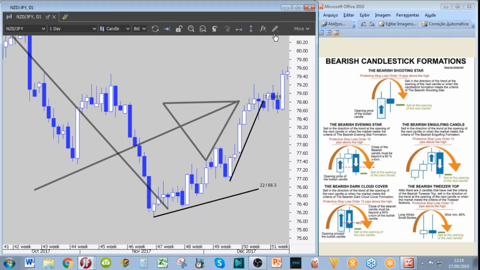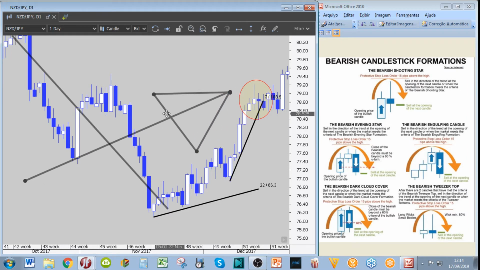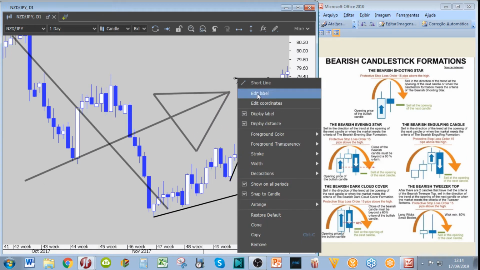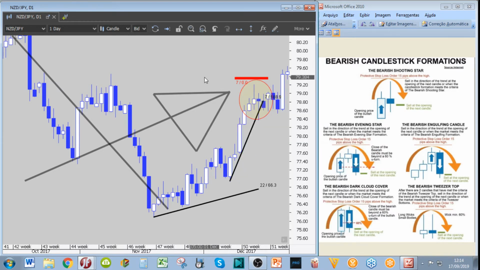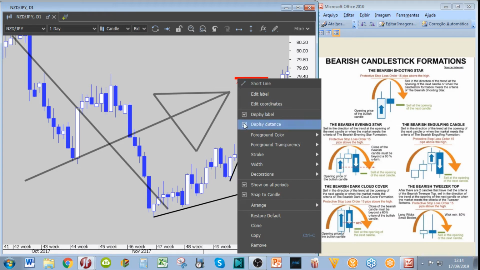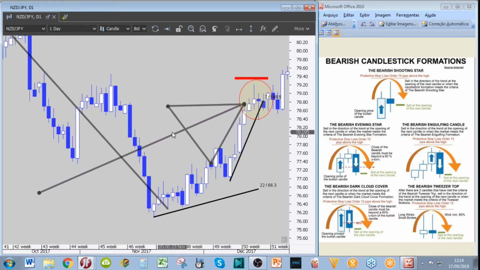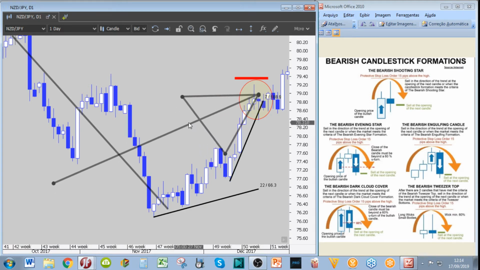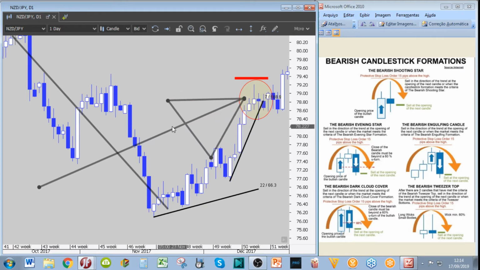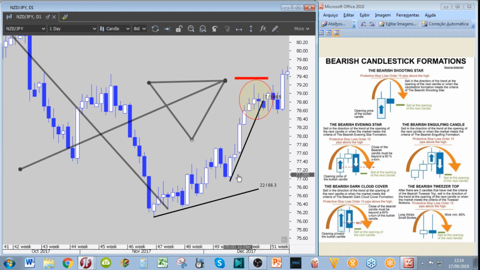See? If I would just sell this bearish shooting star because it appeared, and if I would put my stop loss 15 pips above the bearish candlestick formation, I would lose on this trade. So remember, not all the bearish and not all the bullish candlestick formations are relevant, right?